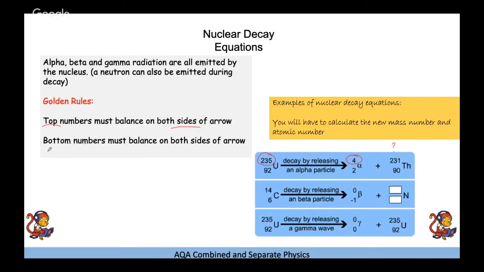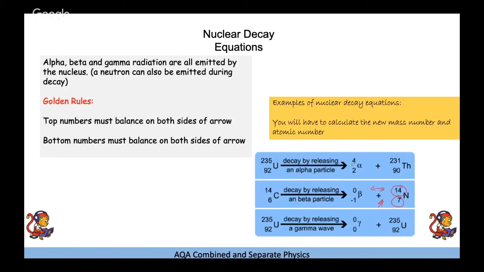Now also the bottom numbers must balance on both sides of the arrow. So this is for beta radiation being given out, and beta radiation shows that I'm going to have 14 on the left, a 0 there, meaning that must be 14 too as well. And over here we've got 6, and this needs to balance with something minus 1. Well, what minus 1 would equal 6? That's going to be 7. Okay, so the effect of beta radiation is it makes the atomic number go up by 1. It makes the mass number stay the same.